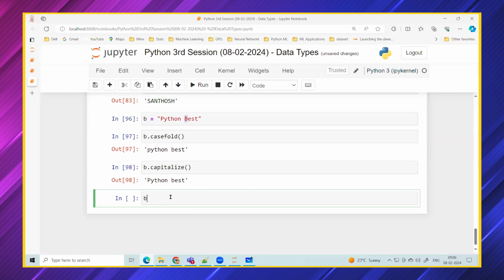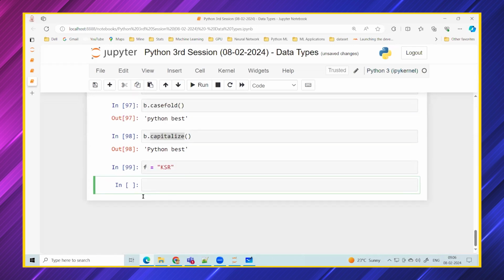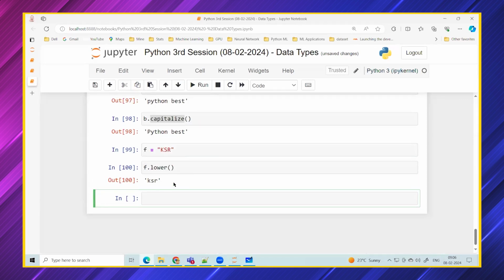You will have a lot of functions here. Okay, now let's check one more. F equal to KSR. Now, if I convert F to lower, this is lower. If I convert to lower, it will give you the lower letters. But there is another function called islower. That means it will tell you whether it's lower or not.